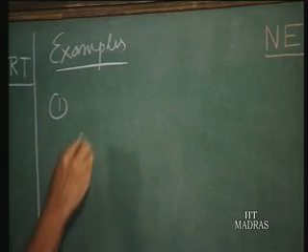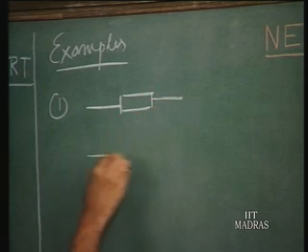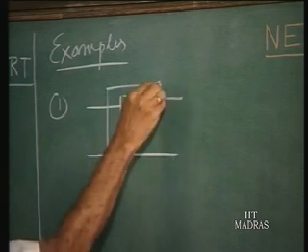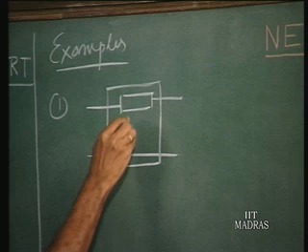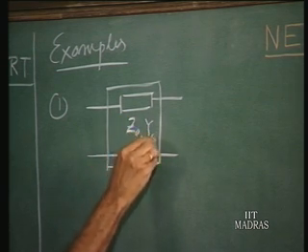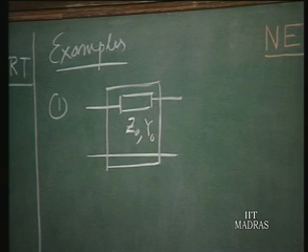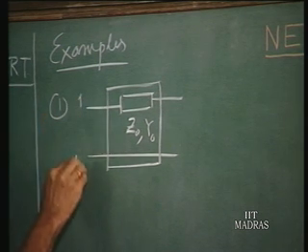Suppose I have a very simple two-port network which consists of just one series element. Let us say the impedance of this is Z0 or the admittance of this is Y0, so one is the reciprocal of the other. A one-port here with an impedance function Z0 of S or its reciprocal Y0 of S as the admittance function. The terminals are 1, 1 prime, 2, 2 prime.